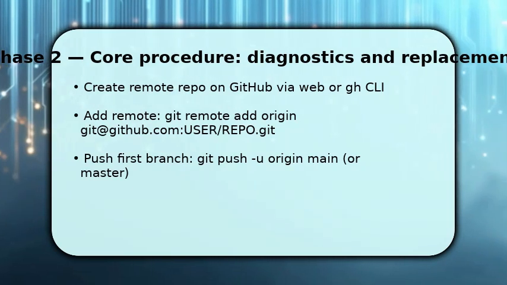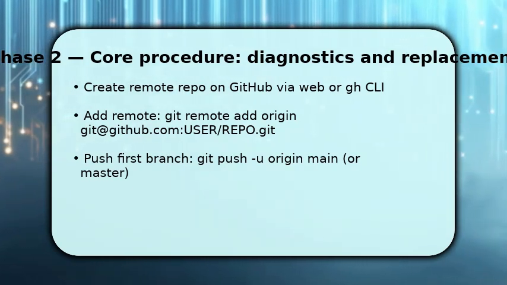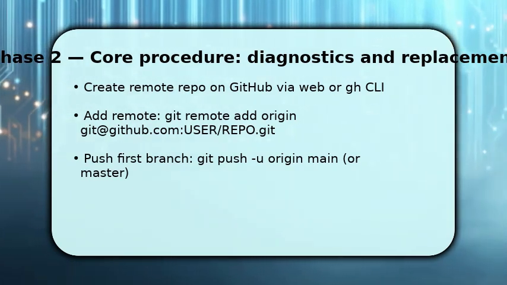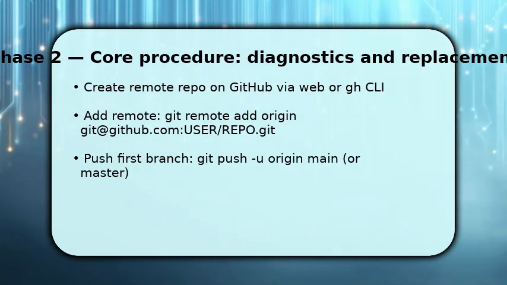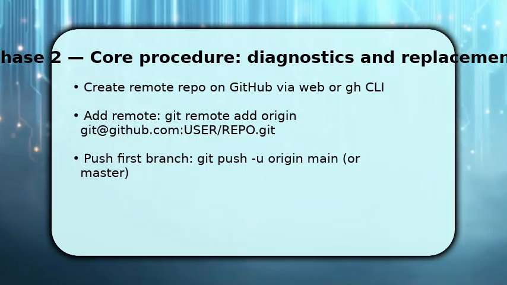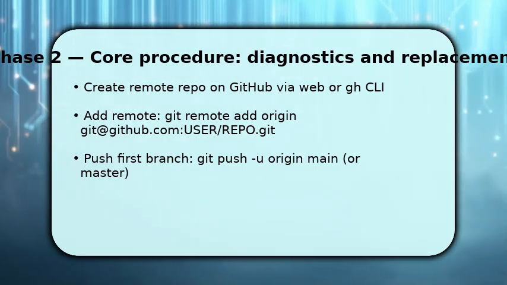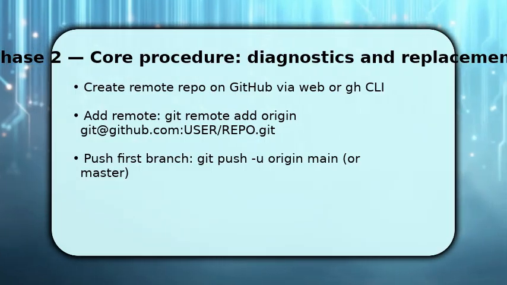Once your local repo exists, connect it to GitHub so others can access it. If you prefer CLI, use gh repo create, or create a repo in the browser and copy the SSH or HTTPS URL. Add the remote with git remote add origin URL, then fetch and set the branch.